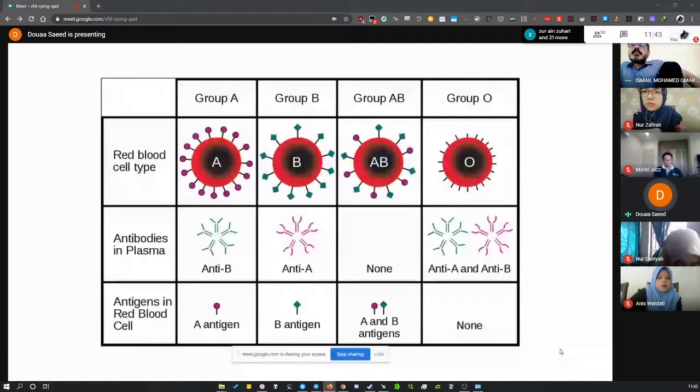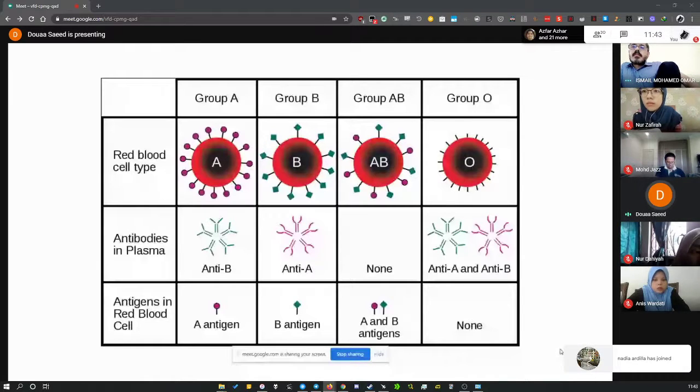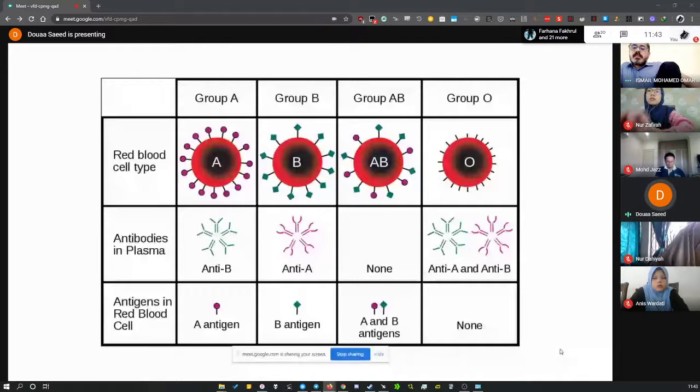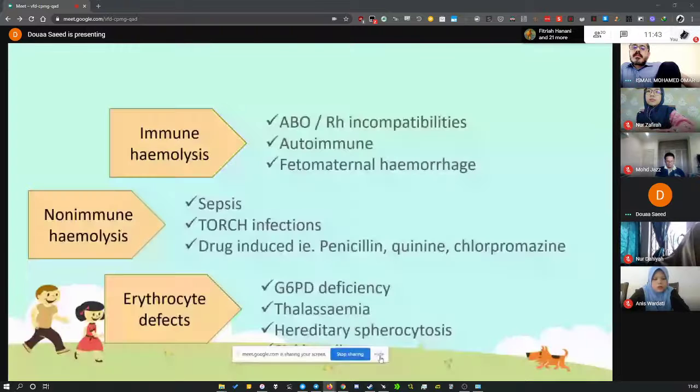So in hemolytic anemia, there can be three causes: immune hemolysis, non-immune hemolysis, and erythrocyte defects. In immune hemolysis, there can be ABO or rhesus incompatibilities. It can be autoimmune or fetal-maternal hemorrhage. In non-immune, there can be TORCH infections or reduced hemolysis. Erythrocyte defects include G6PD, thalassemia, hereditary spherocytosis, and sickle cell.